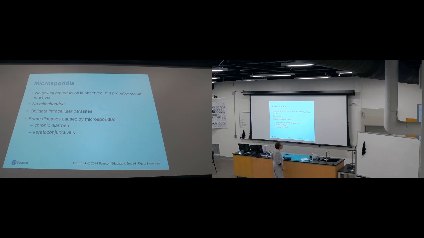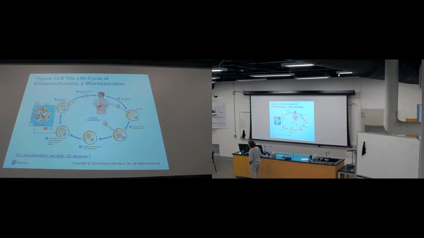Now for Microsporidia. Microsporidia doesn't have sexual reproduction, but if it does, it probably occurs within the host. It doesn't have mitochondria, so it has to live inside a cell, and it's an obligate intracellular parasite. In humans it causes chronic diarrhea and keratoconjunctivitis, which is an infection in the eye, and then it can lead the person to blindness.